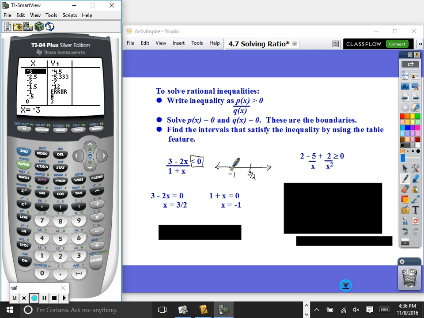From negative 3 to negative 1, look at your y values. You get negative values. So I'm going to put a negative in here. At negative 1, we get an error. That's because that was our asymptote. It was our denominator. So this should be an error.